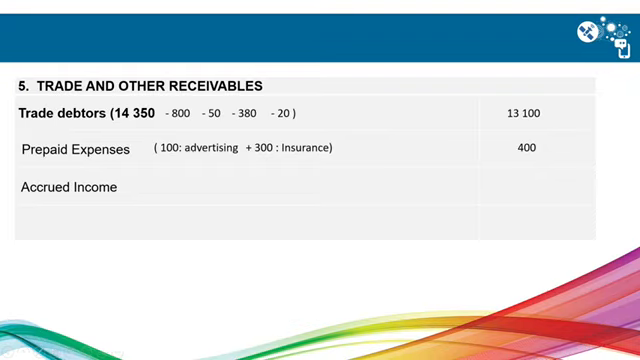Let ma'am recap. What is this 100 all about? It is the advertising that was paid for 2 months in advance. That was for the month of July and the month of August. What is the insurance all about? The 300 that I've paid for the month of July. It doesn't belong to my year. So my prepaid expenses add up to 400 Rand.